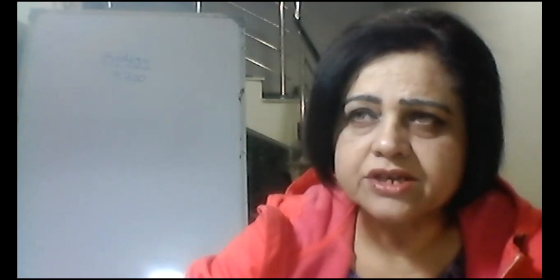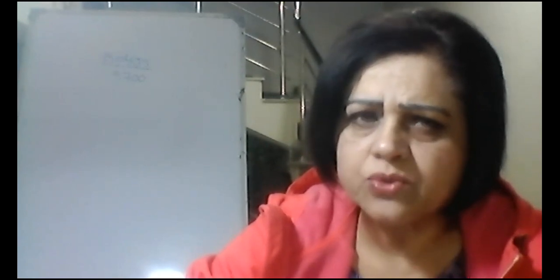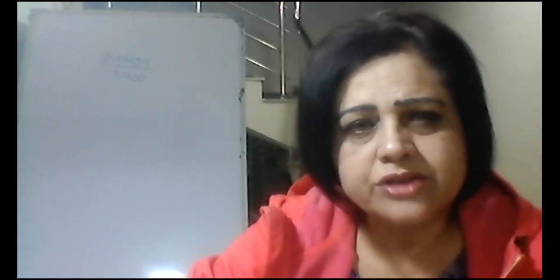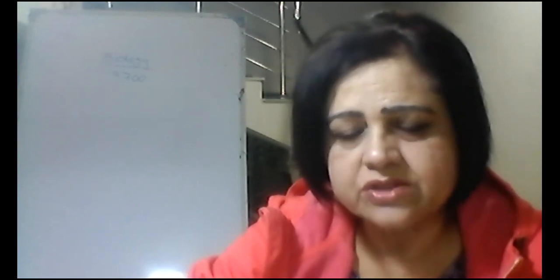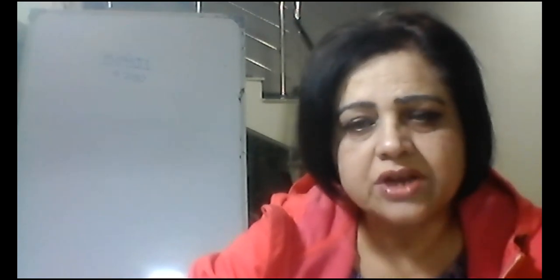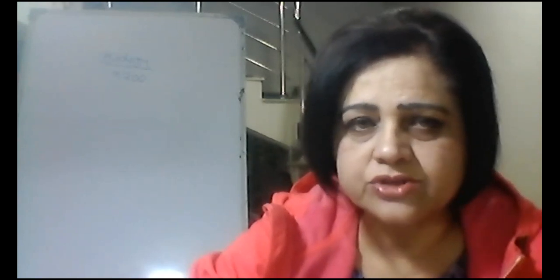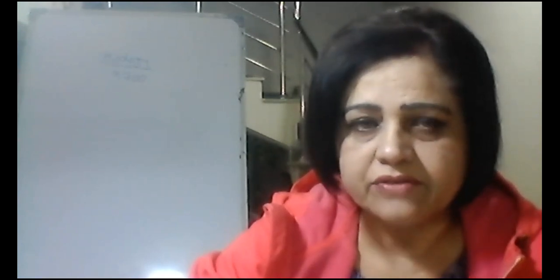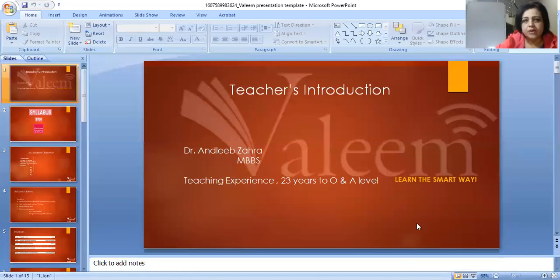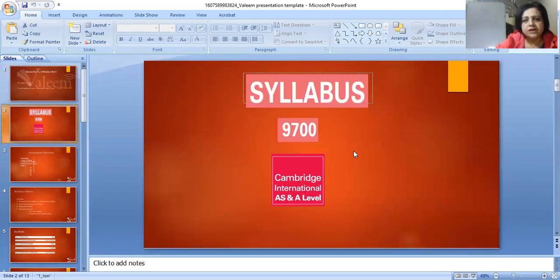In A level, I teach biology, but in O levels, I teach biology and chemistry both. Because I am teaching biology to both O levels as well as A levels, I have opted to discuss syllabus requirements of A level as well as a topic which is covered in biology of both O level as well as A level. So the syllabus number in A level is 9700.